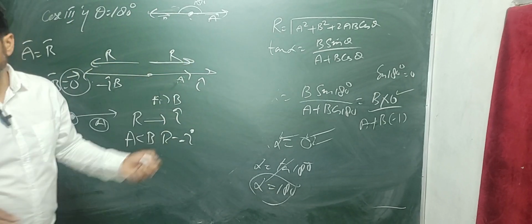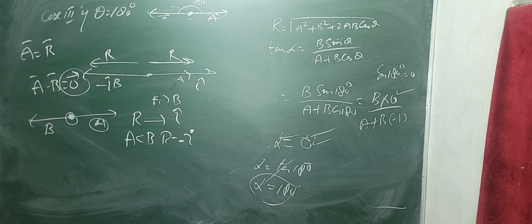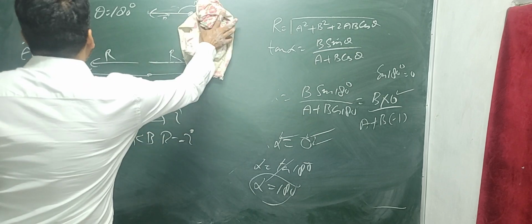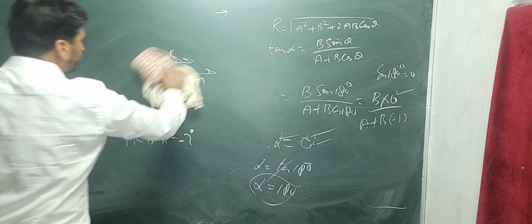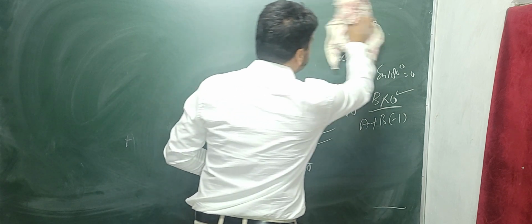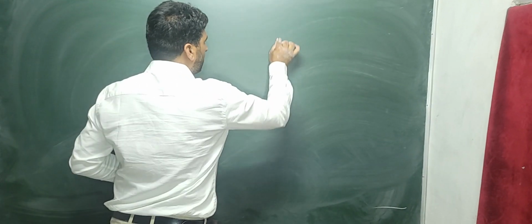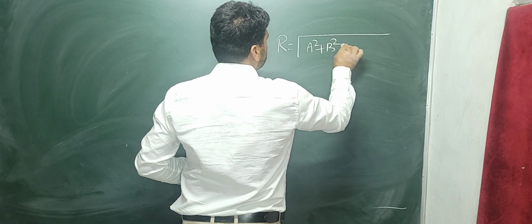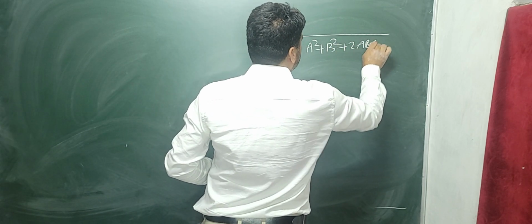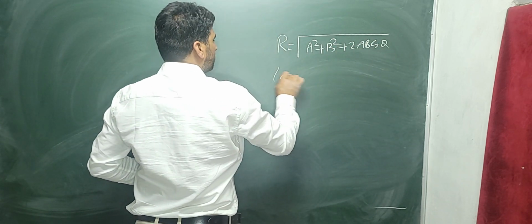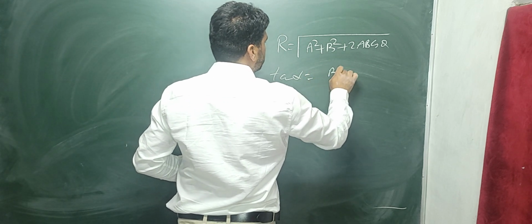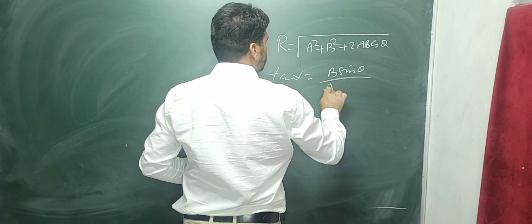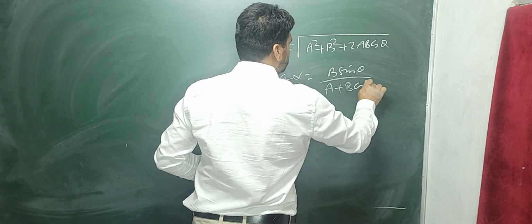So these are the three cases that we discussed today, and these are three special cases. But sometimes there can be a different value of R. So R is equal to the square root of A squared plus B squared plus 2AB cos theta, and tan alpha is equal to B sin theta divided by A plus B cos theta.